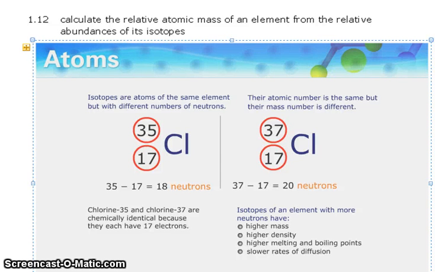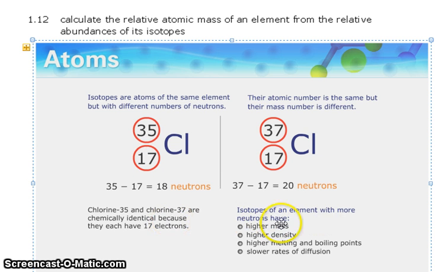Okay, so 1.12 says calculate the relative atomic mass of an element from the relative abundance of its isotopes. Isotopes are atoms of the same element but with different numbers of neutrons. Here we have chlorine-35 and chlorine-37. Chlorine-35 has 18 neutrons and chlorine-37 has 20 neutrons. Obviously they both have 17 protons, because otherwise it wouldn't be chlorine.